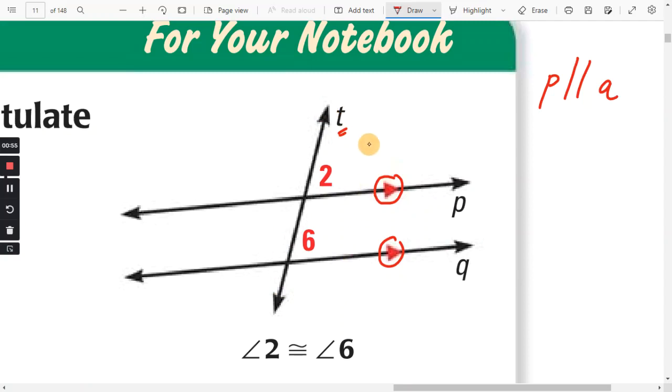And corresponding angles, you can see that angle 2 and angle 6 are both in the top right. Like if you look at these four angles here and these four angles here, 2 and 6 are both in the same position. That makes them corresponding. Therefore, angle 2 is congruent to angle 6.